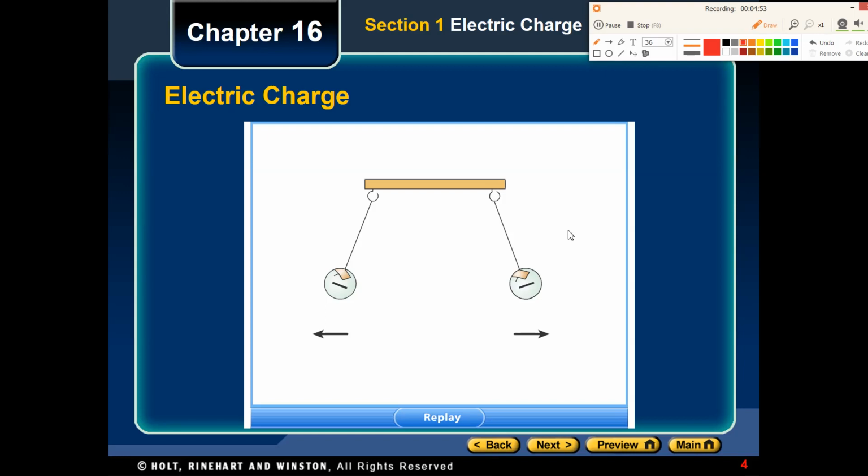So this is what I briefly explained. Positive charge repels positive charge, negative charge repels negative charge. However, if I have opposite charges, positive and negative, they're going to attract each other. So there are forces involved between the charges. Later there's a mathematical way to figure out the magnitude of these forces. Later we'll explain this in detail.